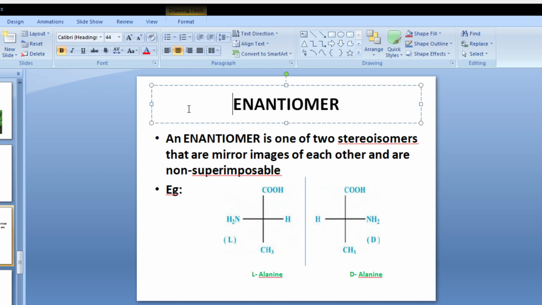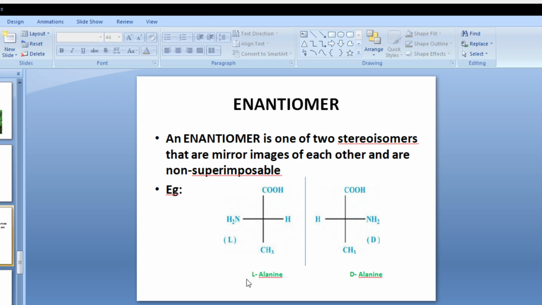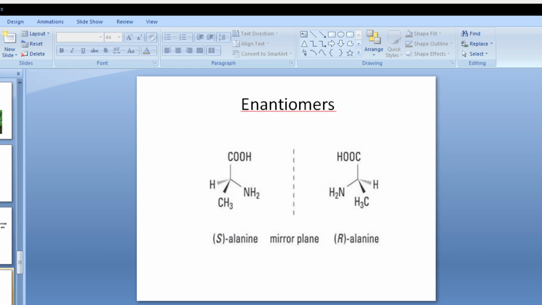Now try to superimpose this molecule. Superimpose is just overlapping this molecule onto this one. It won't overlap. This hydrogen will come onto NH2 and NH2 will come onto hydrogen. So it's non-superimposable. As it is non-superimposable and the mirror image relationship is there, you can say they are enantiomers. And similarly, one more example, have a look at S-alanine, simply alanine you can say. Now a mirror image of that one you can represent like that.